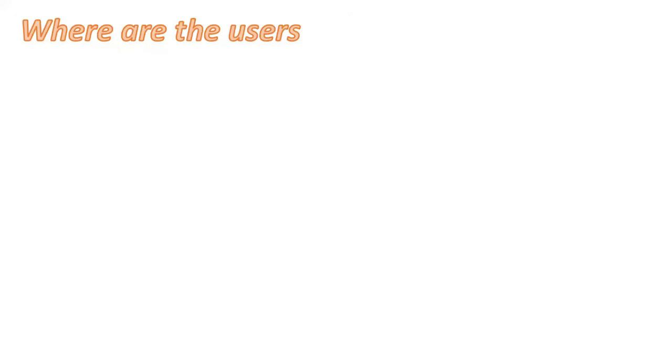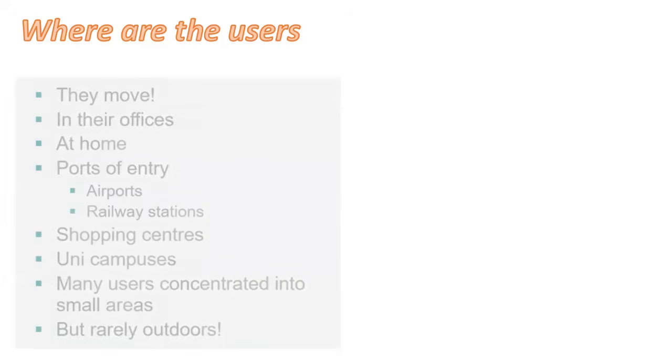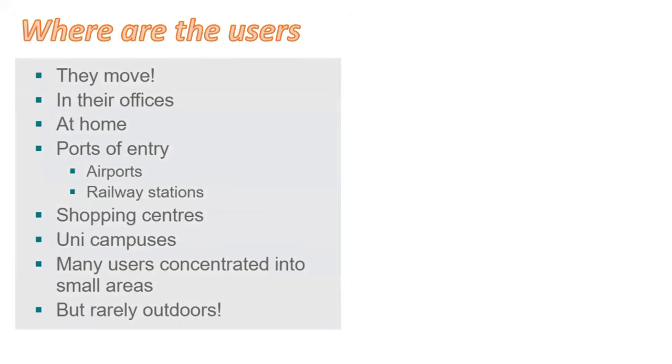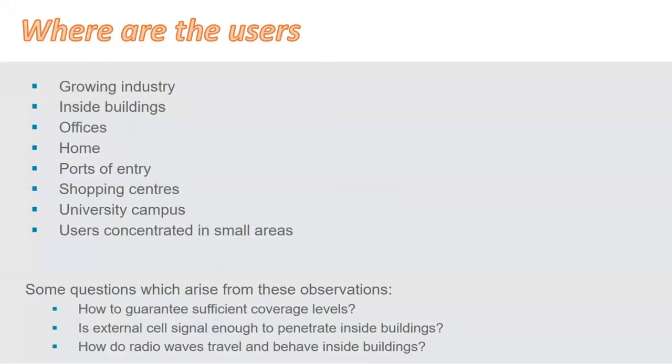Now the question comes, where are the users? Users are everywhere. They move, they are in offices, at home, maybe at the port of entry of railways, airports, shopping centers, and all these things, right? But they are mostly inside and rarely outside. So now the question comes, how do we guarantee sufficient coverage level inside of the building? Is the macro cell level enough to penetrate inside buildings? We should also know how radio waves travel and behave inside the building, right?